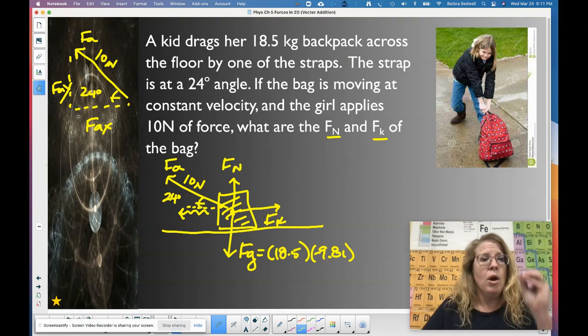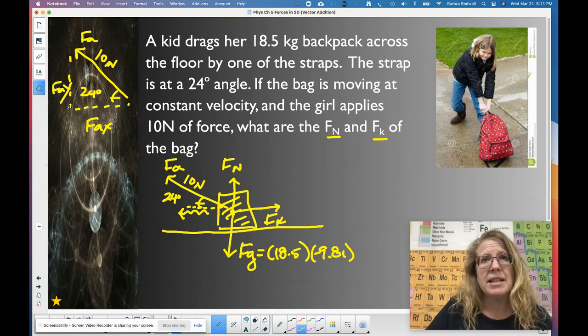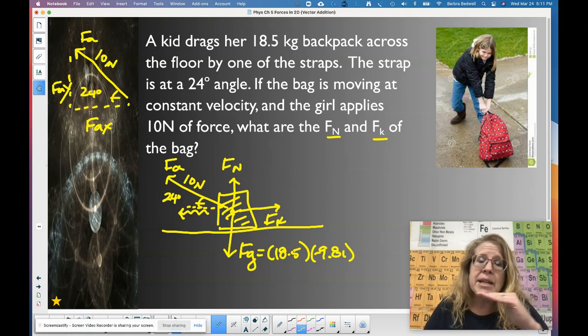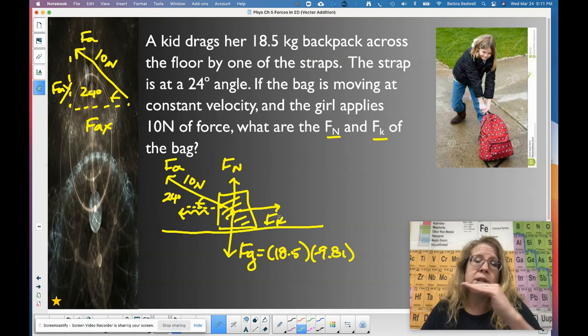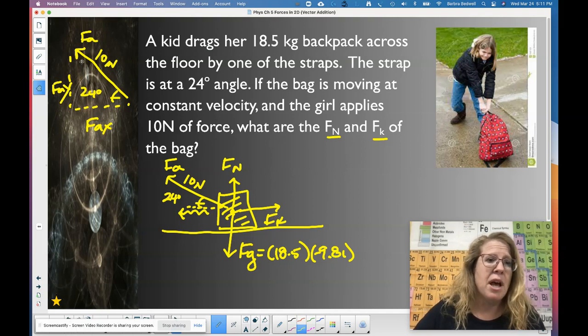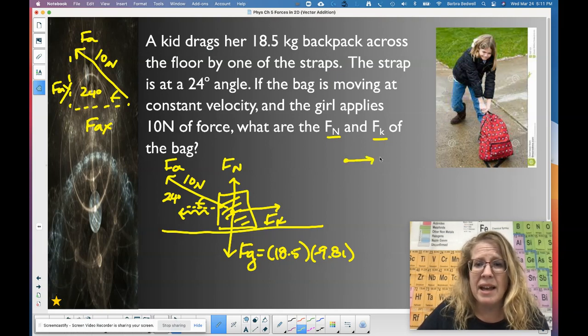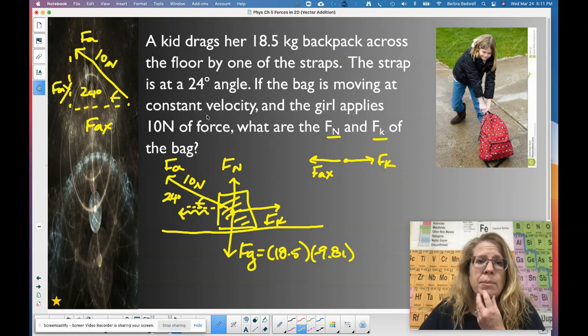Now, why do we need to do that? Well, because FAX is the actual component of the applied force that's moving the bag. And now, because this bag is moving at constant velocity, we know that FAX and FK are our two horizontal forces that have to be in equilibrium with one another. The second piece of this is the vertical force, FAY. So again, we know horizontally, we've got FK, and then we've got this direction, FAX. Those are the two forces that are in equilibrium, constant velocity, in equilibrium horizontally.